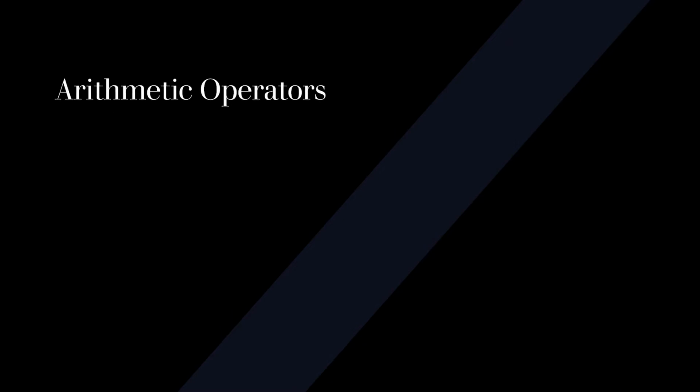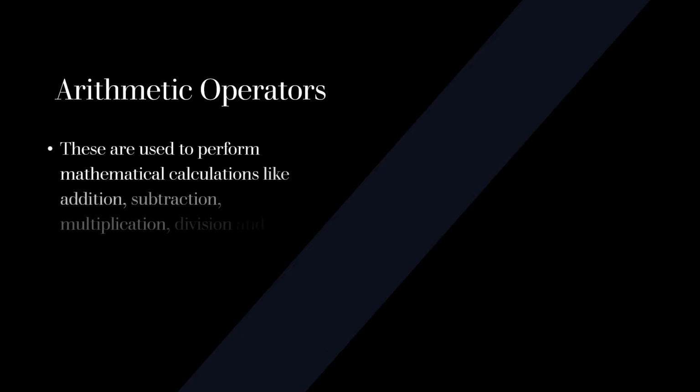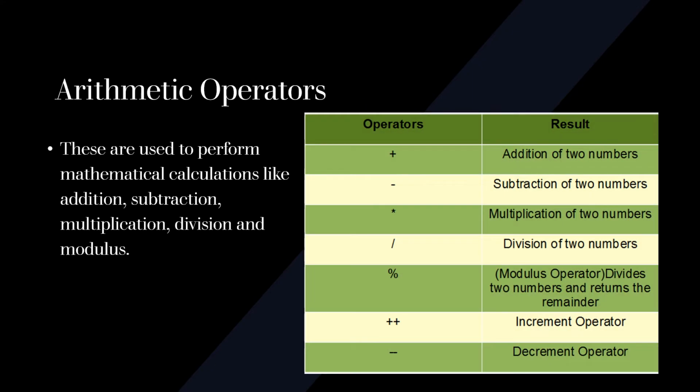Let's start with arithmetic operators. These are used to perform mathematical calculations like addition, subtraction, multiplication, division, and modulus. The adjacent figure shows the symbols of the arithmetic operators and the functions of those operators, like the sign of plus, minus, asterisk, etc.